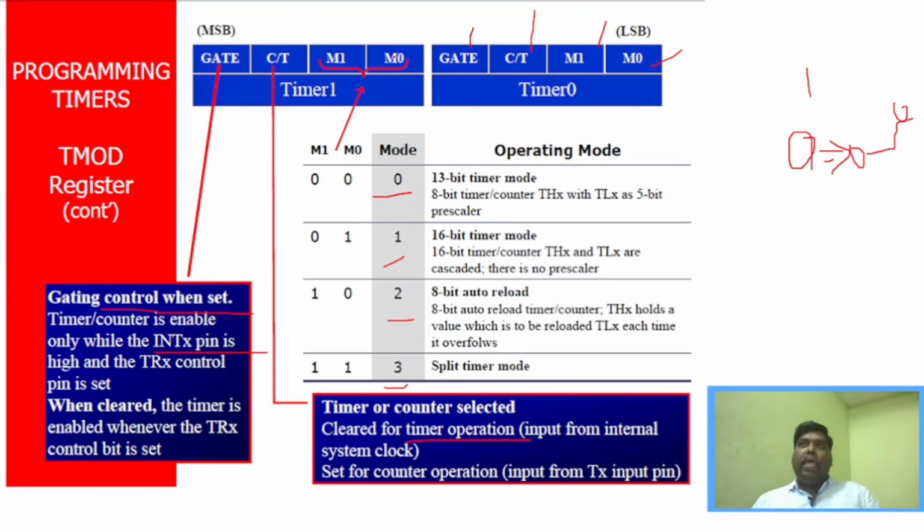And M0 and M1 are nothing but the 4 different modes of operation of timers, which we will see a little later. But as of now you understand there are modes 0, 1, 2, 3. In mode 0 you will have a 13-bit timer, in mode 1 it will be a 16-bit timer, in mode 2 it will be 8-bit, and similarly in mode 3 you will have 8-bit split timers. This is about the TMOD register.